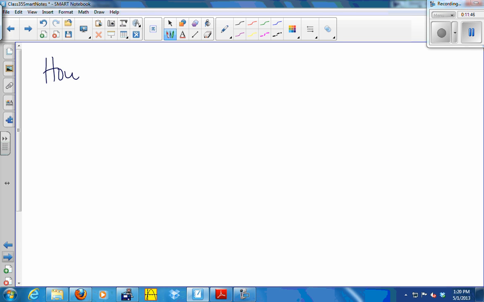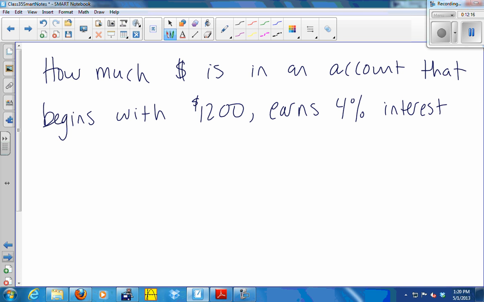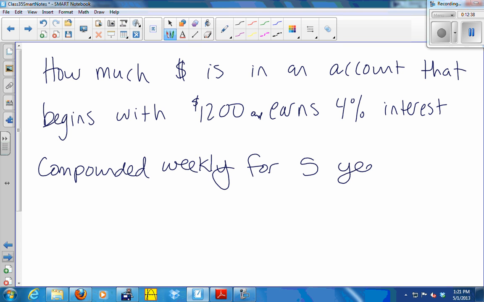Okay, so how much money is in an account that begins with $1,200, earns 4% interest compounded weekly for 5 years. So work this out, discuss in your groups, figure out how much money is in this account.